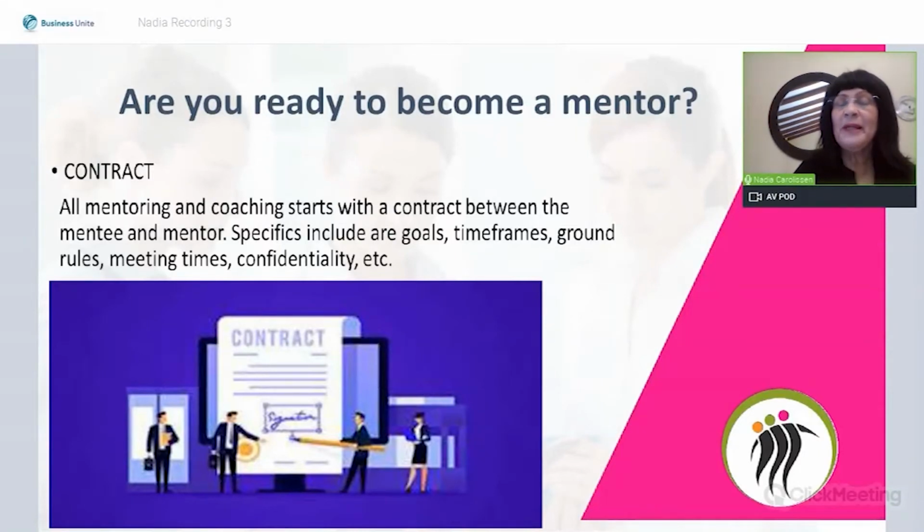We will formulate some ground rules. Normally, it will include things of mutual respect. What are the boundaries in this relationship? It will include things like how often do we meet? When do we meet? Where do we meet? And important, something that was covered previously, confidentiality. So that contract is important, and for many mentors, this forms the first step in the relationship.